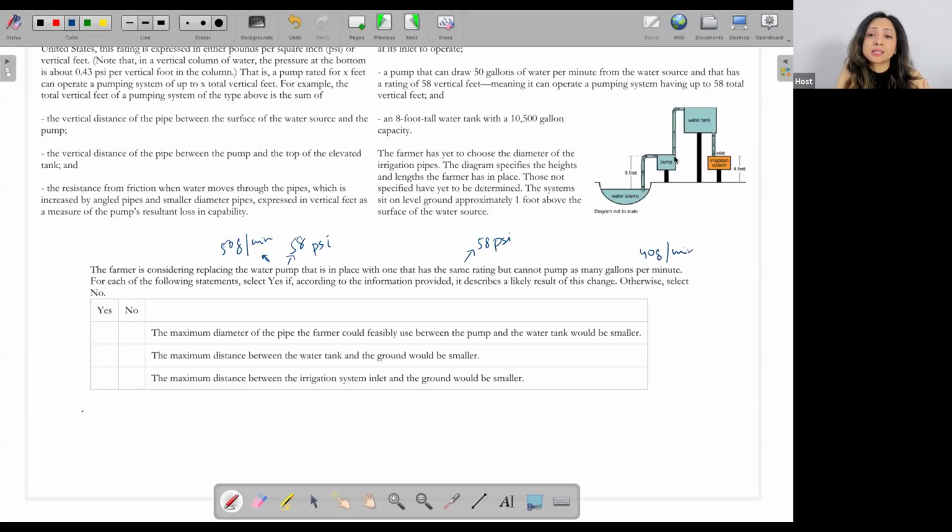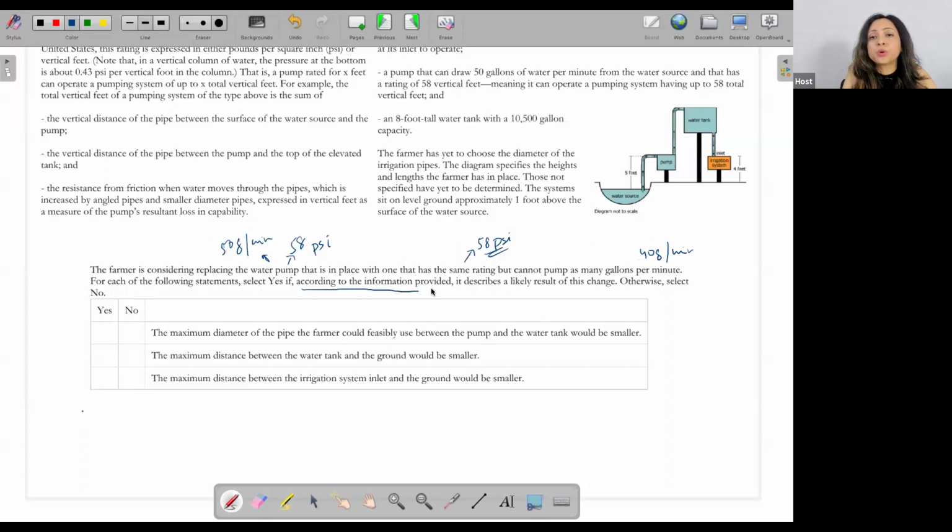So, let's say I have to bring up 100 gallons of water, it'll take more time, right? Because it's bringing up lesser water per minute. Okay, but its rating is exactly the same. So that height plus the resistance converted into vertical feet in total is still going to be 58 psi only. Okay, for each of the following statements, select yes if according to the information provided.